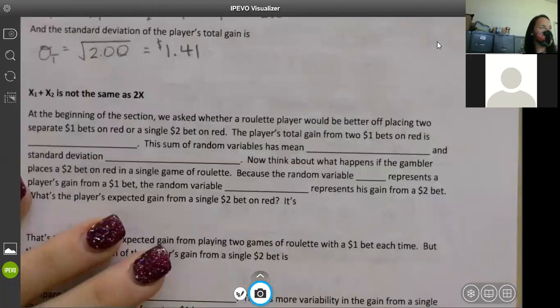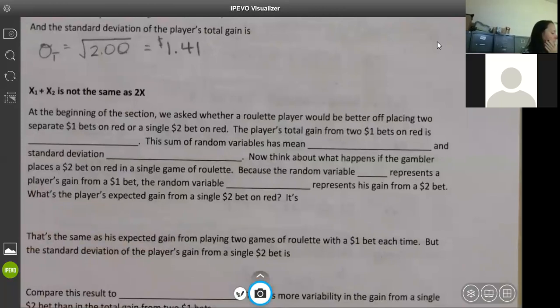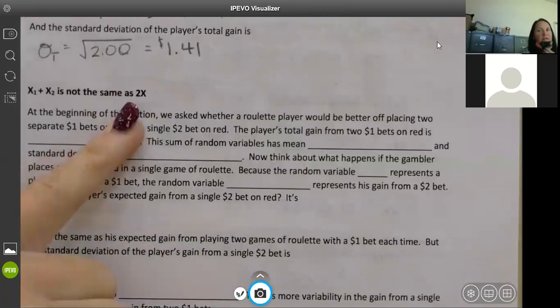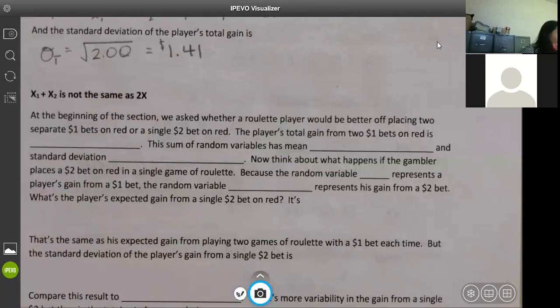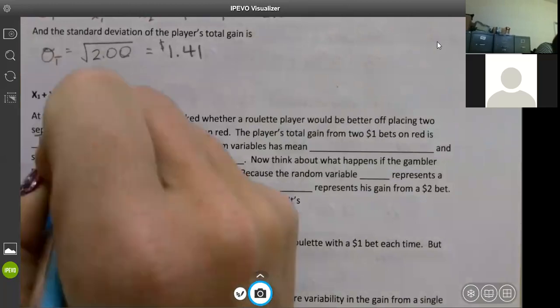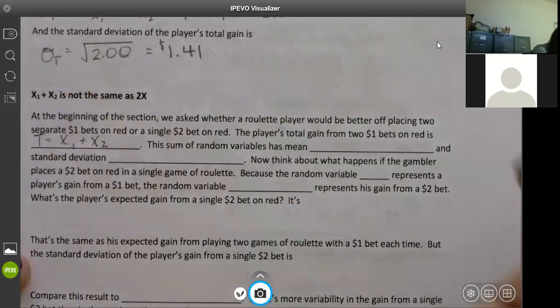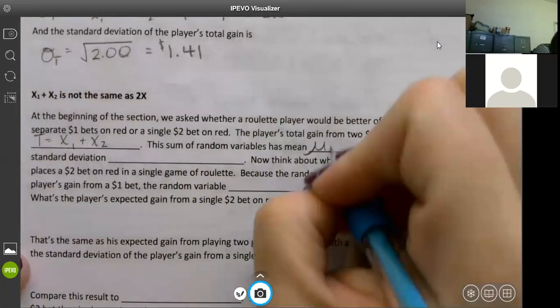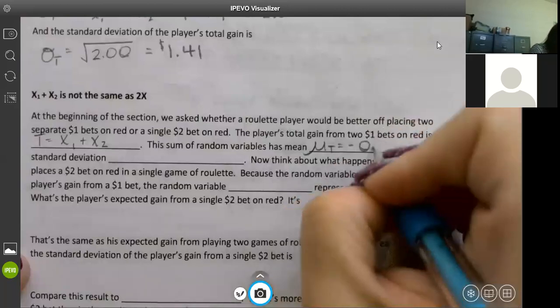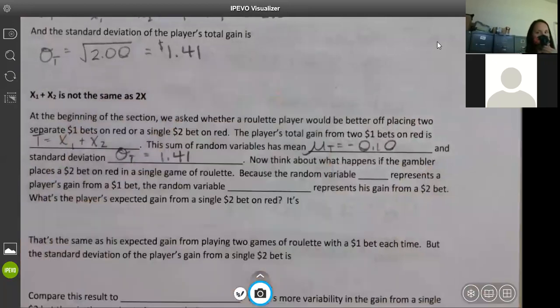So X1 plus X2 is not the same thing as 2X. At the beginning of the section, we asked whether a roulette player would be better off placing 2 separate $1 bets, so that's the 1 plus 1, or a single $2 bet on red, which would be the 2X. The player's total gain from two $1 bets on red is that total that we just found. Total equals X1 plus X2. Thus, the sum of random variables has mean. So that mean total was negative 10 cents, and the standard deviation, which we just found, was 1.41. So again, it's just reviewing what we found out.